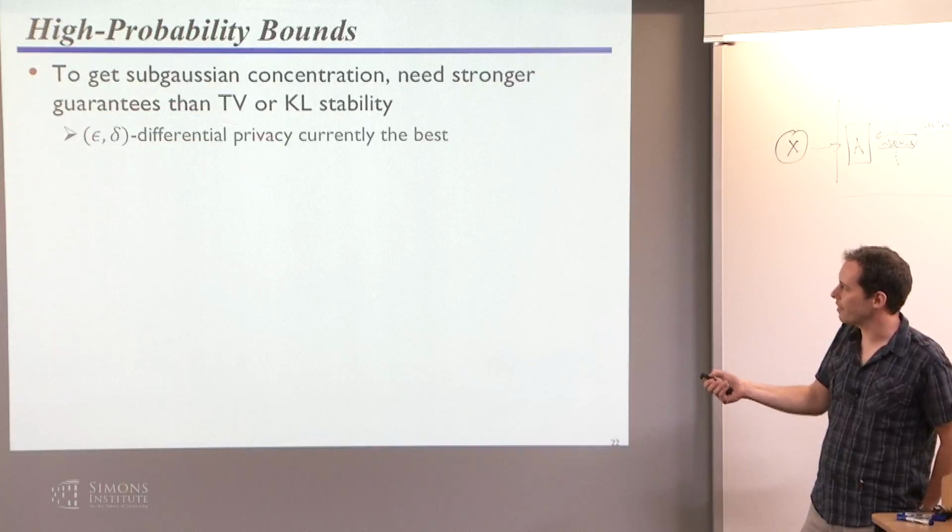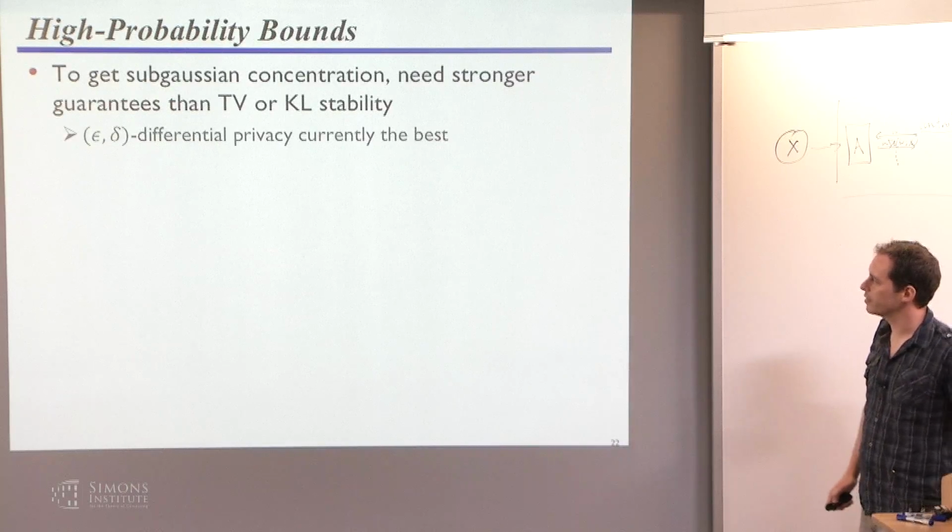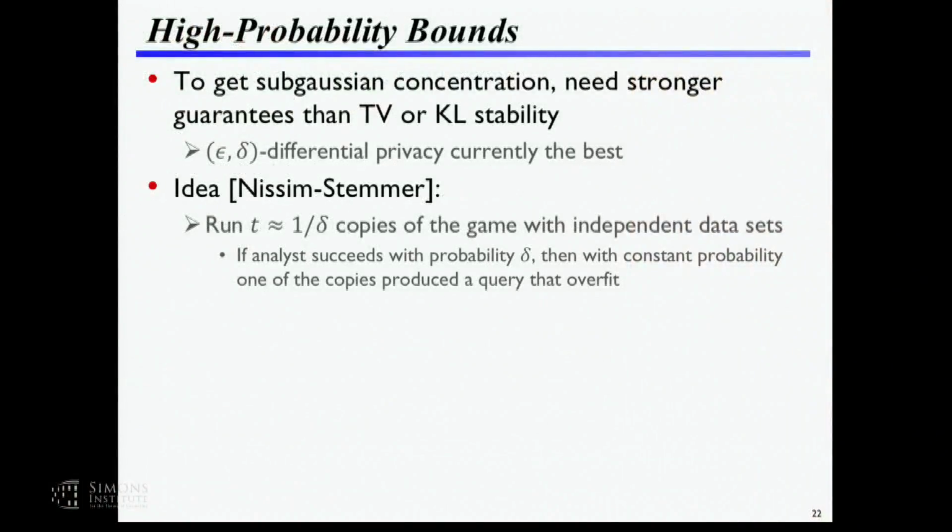Generally, the best things we have asymptotically are based on epsilon delta differential privacy. And the idea of how these are obtained is what came to be called the monitor technique, or version 1 of the monitor technique. This is due to Kobe and Uri. The idea is to amplify: to get a high probability bound, I start with an expectation bound and then amplify probabilities somehow. So I imagine that I've got an analyst that succeeds with some probability delta, and I'm going to show that delta can't really be too big.